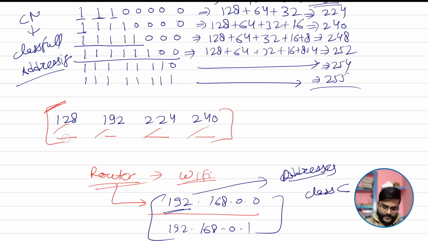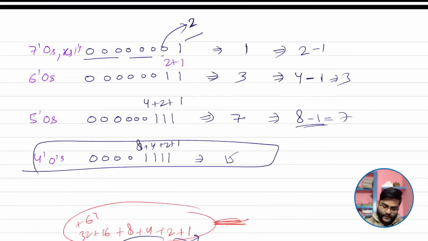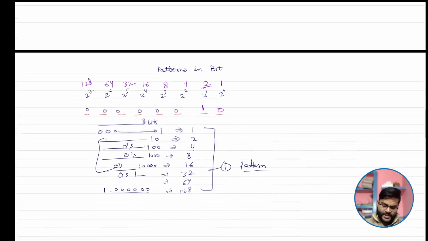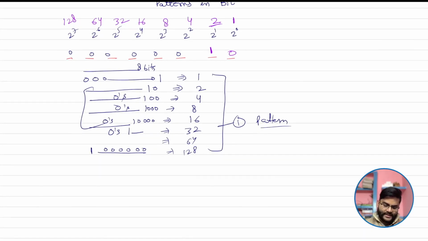Again I'm repeating: if we have one consecutive one, its value will be 128. If we have 2 consecutive ones, its value will be 192. If we have 3 consecutive ones, rest zeros, its value will be 224. If we have 4 consecutive ones, its value will be 240. Okay, so these are the things. If you are comfortable with all these things, bit manipulation will be easy for you, right? And this thing, 1, 2, 4, 8, 16, 32, 64, 128, I do it like this only while solving problems.